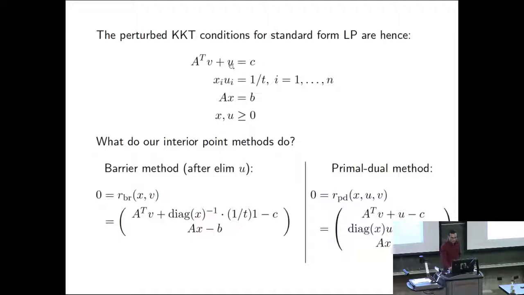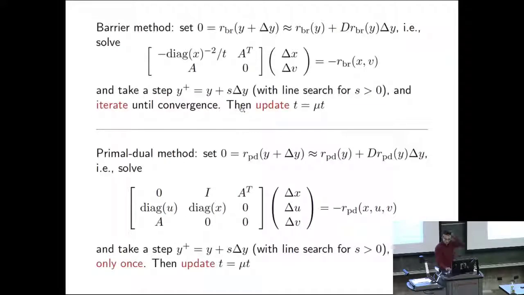So we care about these equality constraints. After eliminating u, the stationarity condition looks like A transpose v plus a vector that is in every component 1 over t times x_i. I'm writing it as diag(x) inverse times 1 over t times the ones vector, minus c equals 0. And primal feasibility is just Ax minus b equals 0. The primal-dual method does not perform that elimination, and this is the nonlinear system it tries to solve, again taking the first three equalities here.